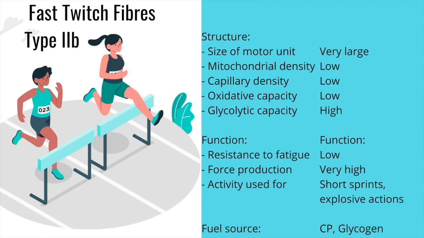The mitochondrial density is low. There's no oxygen required, so the capillary density is low. The oxidative capacity is very low, once again because oxygen is not required. Glycolytic capacity is high. Glycogen and glucose is our main fuel source here, so therefore, the capacity to use that for energy is high.